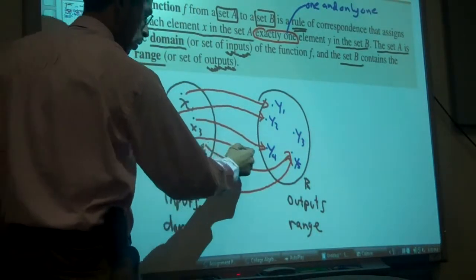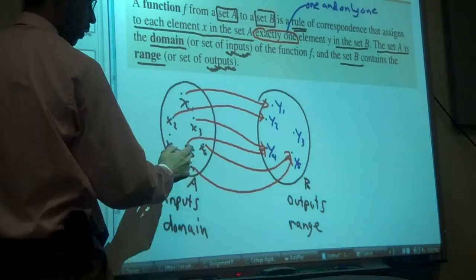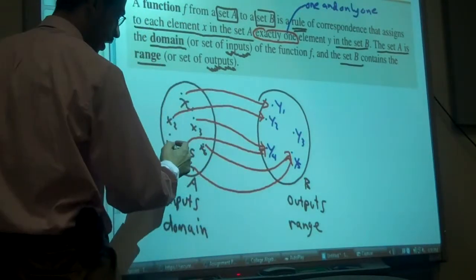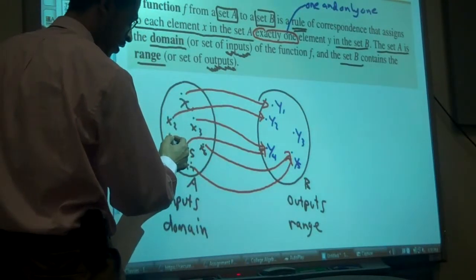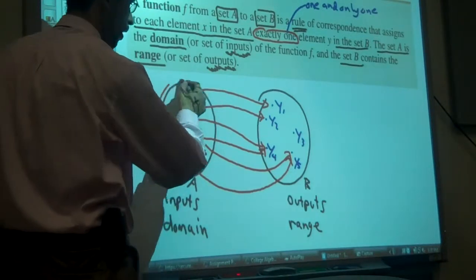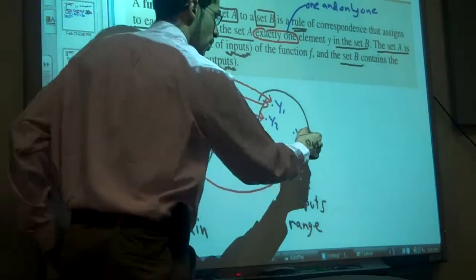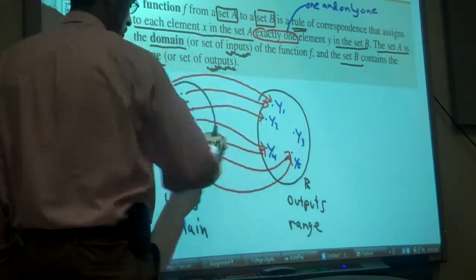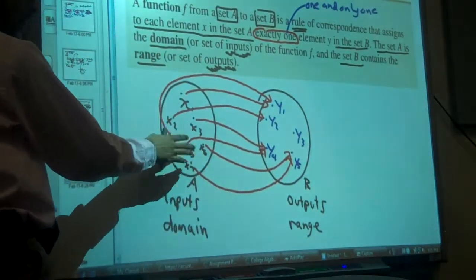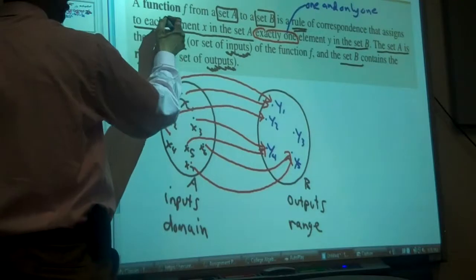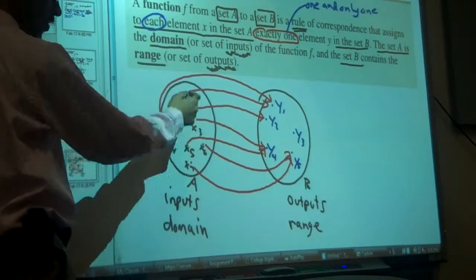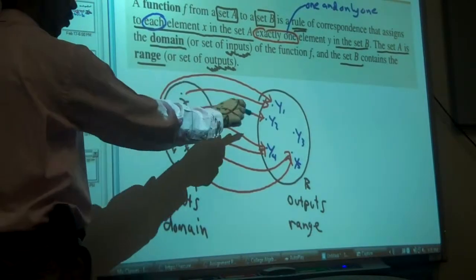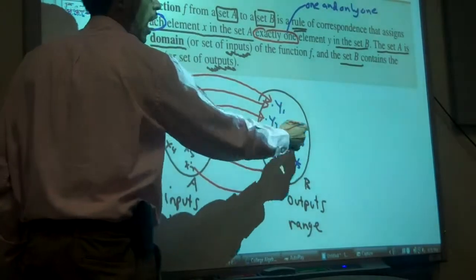You can go to the same, that's fine. And we can even leave this out. We don't have to use that. This guy here could go to the same as somebody else. This can be left out. You can leave things out over here, but you can't leave things out over here. Every x over here has to go to one y over here.